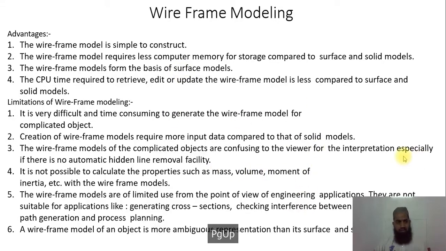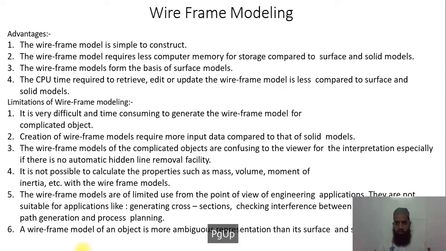It is impossible to calculate this kind of parameter in the case of wireframe modeling. Wireframe models are of limited use from the point of view of engineering applications. They are not suitable for applications like generating a cross section, which is very difficult, because to generate a cross section we require at least a surface model or solid model. Checking the interference between matching parts is also not possible, because here there is no part, only lines connected to other lines, arcs to other arcs.